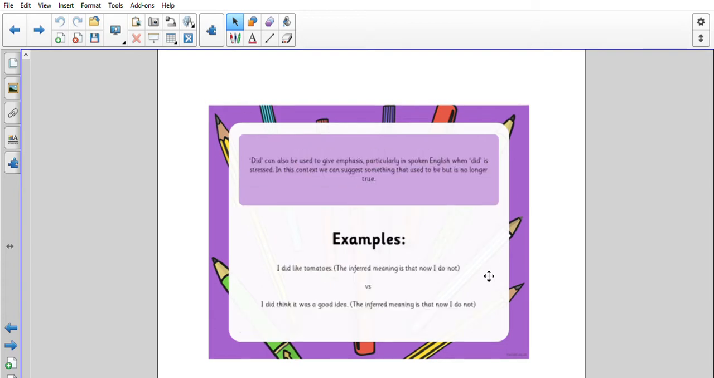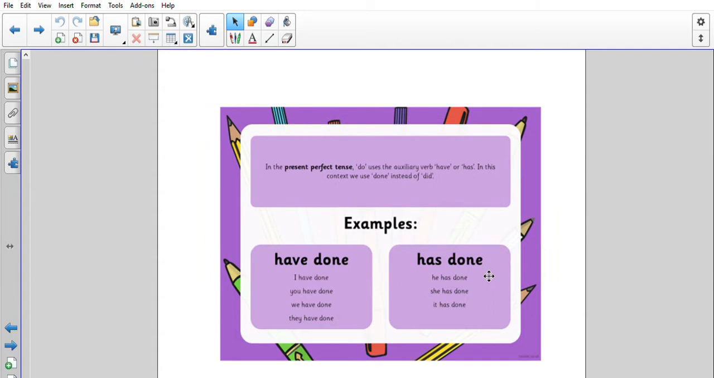Did can be used to give emphasis, particularly in spoken English when did is stressed. In this context, though, we can suggest something that used to be but is no longer true. So have a look at the examples. I did like tomatoes. So you're saying that I used to, but I don't anymore. And again, I did think it was a good idea. So at first you thought something was a good idea, but actually now you've realised it's not.